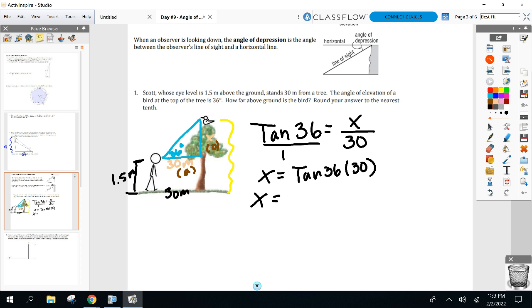Is this going to be my final answer? Nope. Why am I asking that? I don't want you to do what? Don't do a darn thing on your calculator rounding it.